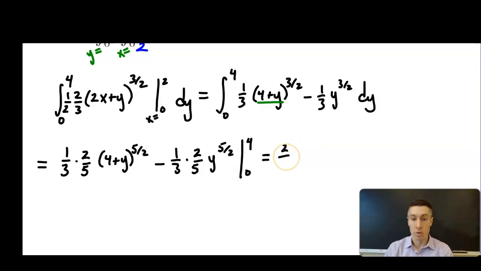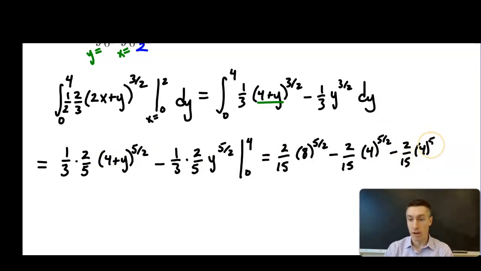So we have 2 over 15. If we plug in 4, that's going to be 8 to the 5/2. And then minus 2 over 15, 4 to the 5/2. And then if we plug in 0, we'll get 0.